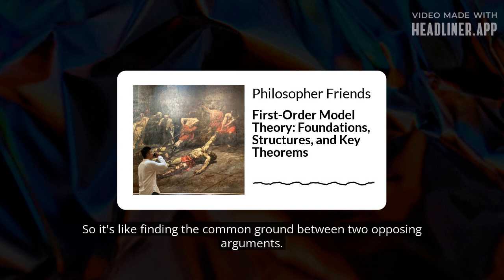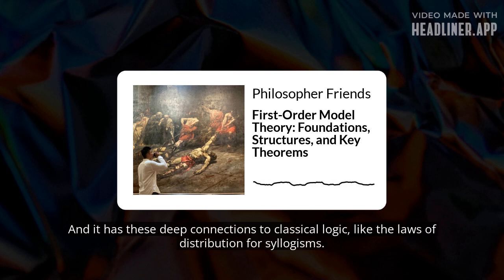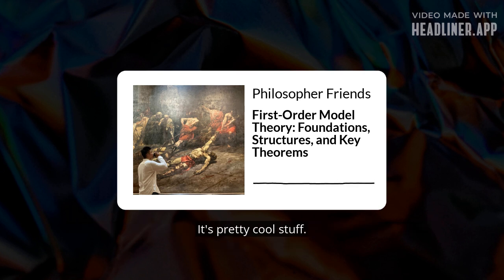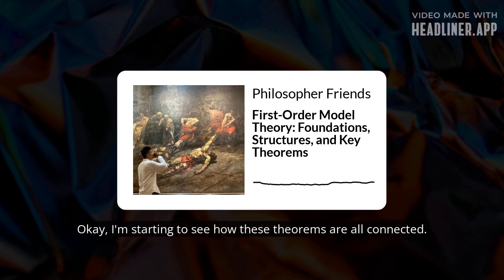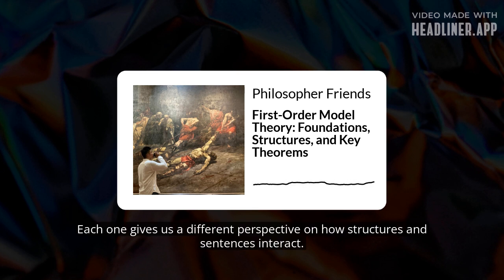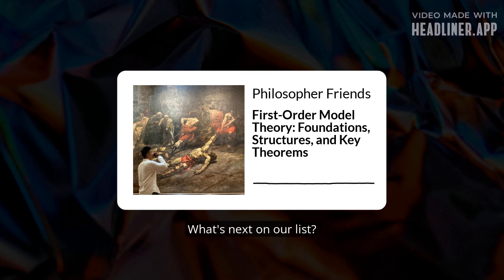So it's like finding the common ground between two opposing arguments. Yeah, that's a good way to think about it. And it has these deep connections to classical logic, like the laws of distribution for syllogisms. It's pretty cool stuff. Okay, I'm starting to see how these theorems are all connected. Each one gives us a different perspective on how structures and sentences interact. What's next on our list?